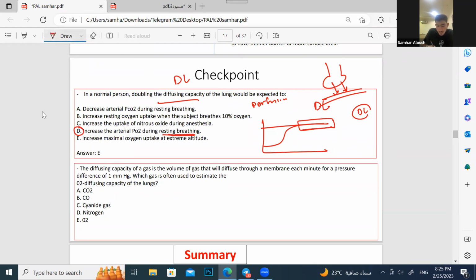But if we think of E, increased maximal oxygen uptake at extreme altitude, we may actually be diffusion limited. We may not reach it at the end. And so if we double DL, we will actually reach it because we are diffusion limited. If we double DL, we may fix this problem and reach it. Is it clear? It is a hard question, I have to say.